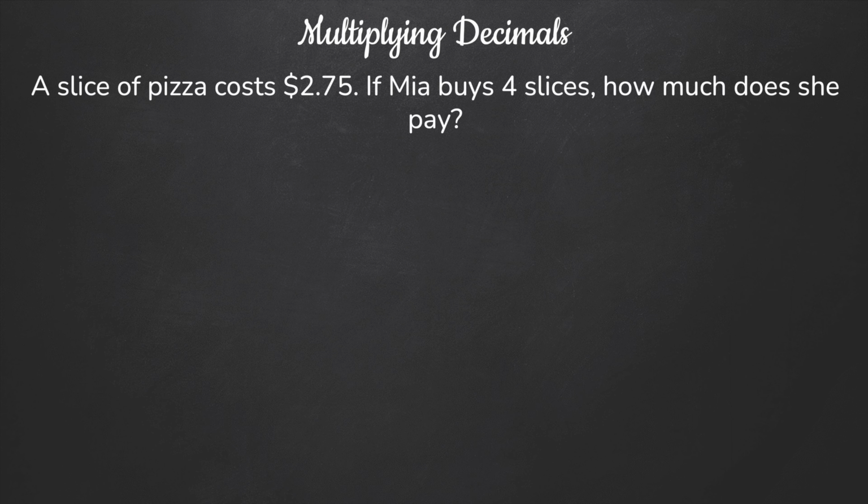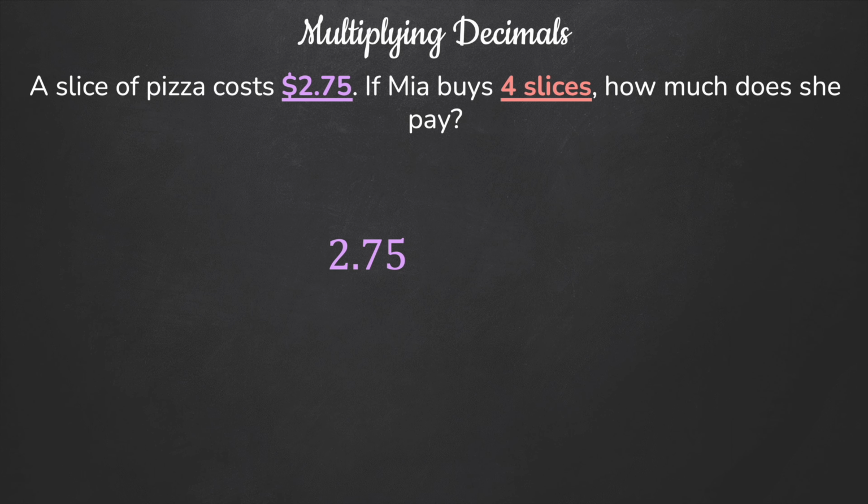To get us started, here we have a word problem that says a slice of pizza costs $2.75. If Mia buys 4 slices, how much does she pay? So we know that one slice costs $2.75. We know that Mia buys 4 slices, and we want to figure out how much she pays in total. So we're going to take $2.75 and multiply that by 4.